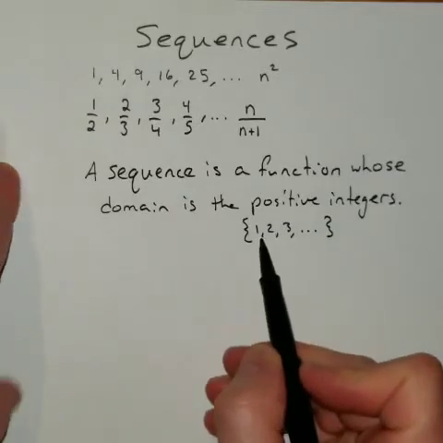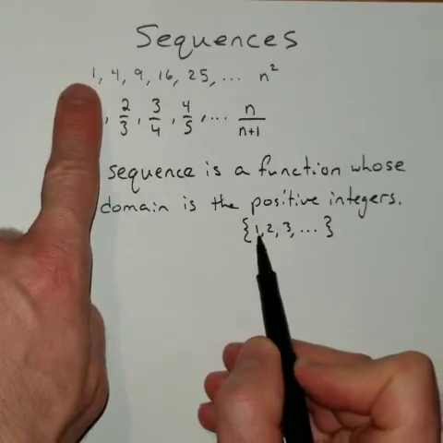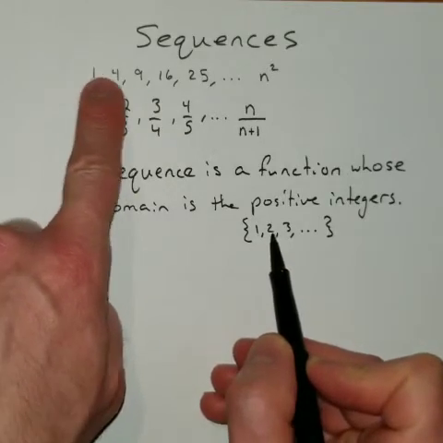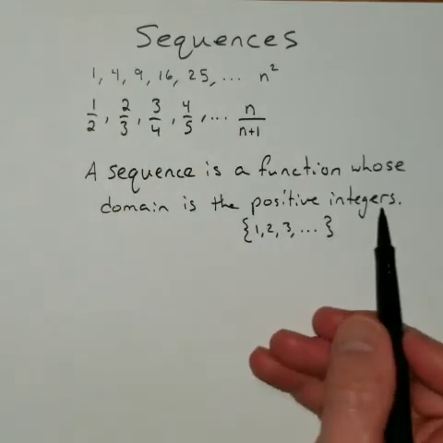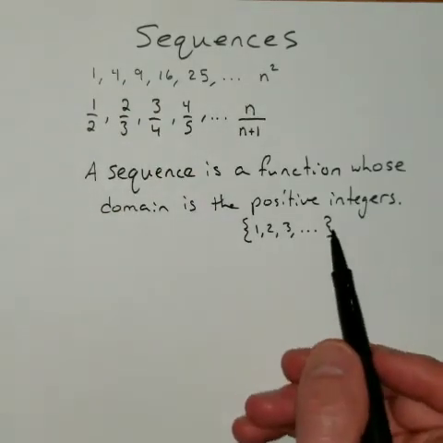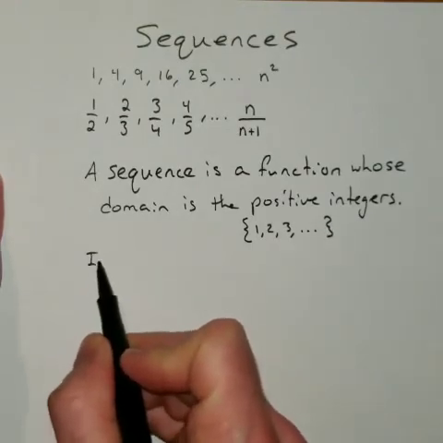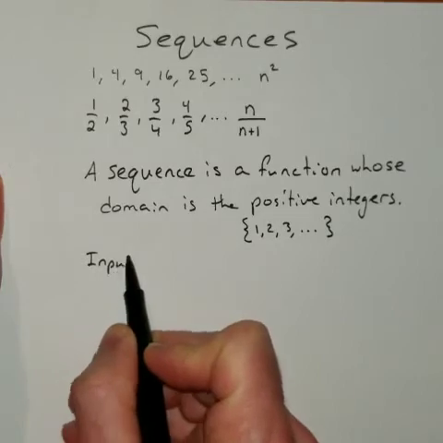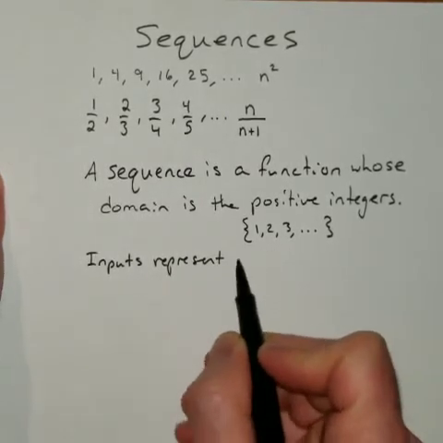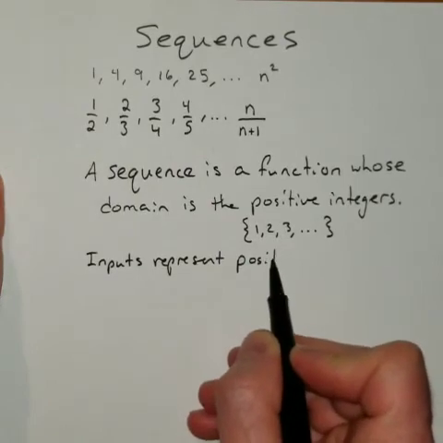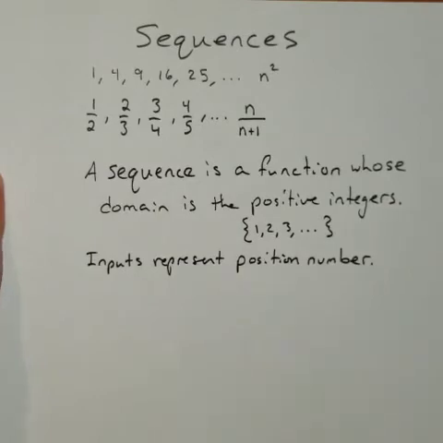That makes sense because the position represents the positive integer. Position number 1 is the first term, position number 2, position number 3, position number 4, and so forth. So the positive integers here, the inputs, represent the position number. That's really important to remember.